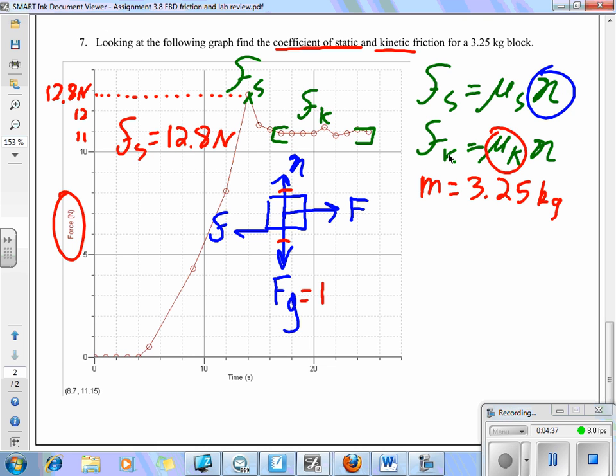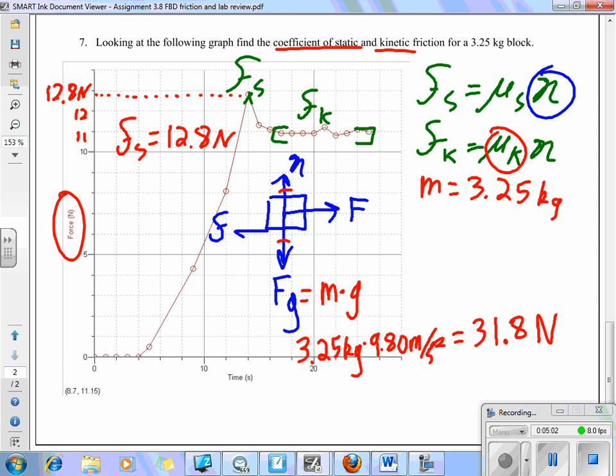To calculate the force of gravity, and therefore the normal force, we take mass times gravity, the acceleration of gravity. Since we know that the mass of this object is 3.25, we'll take 3.25 multiplied by the acceleration of gravity. Sorry, I said force of gravity. It's 3.25 being the mass times the acceleration of gravity. Very important to clarify that. I get 31.8 newtons. Now 31.8 newtons is the force of gravity, which means it has to also be the normal force.